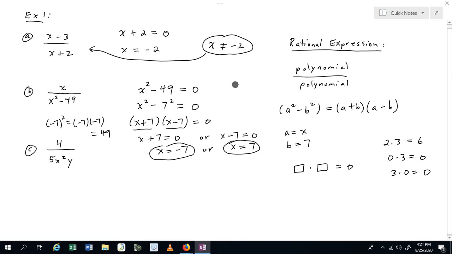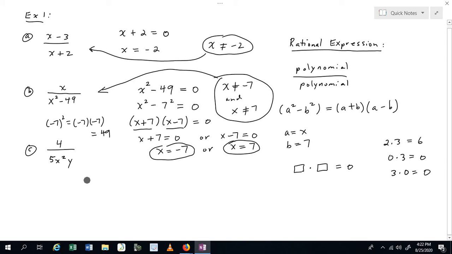Okay, so there's two restrictions in this case. X cannot be negative 7, and x cannot be positive 7. So that's the restriction for this rational expression. You can pick any other number you want for x. You can't pick it to be 7 or negative 7 though, because you don't get a number out when you plug those in to this rational expression.